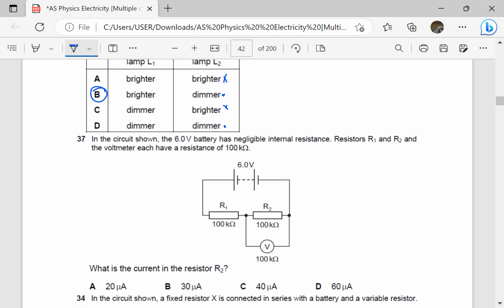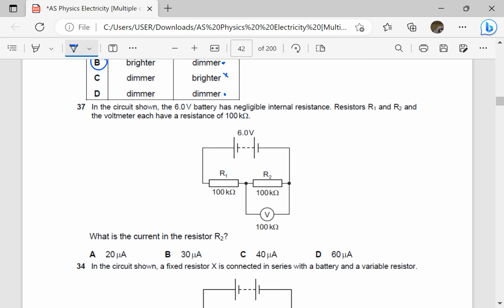In the circuit shown, the 6-volt battery has negative internal resistance. Resistors R1 and R2 and a voltmeter each have a resistance of 100 kilo ohms. What is the current in the resistor R2? So first of all, we can find the total current.